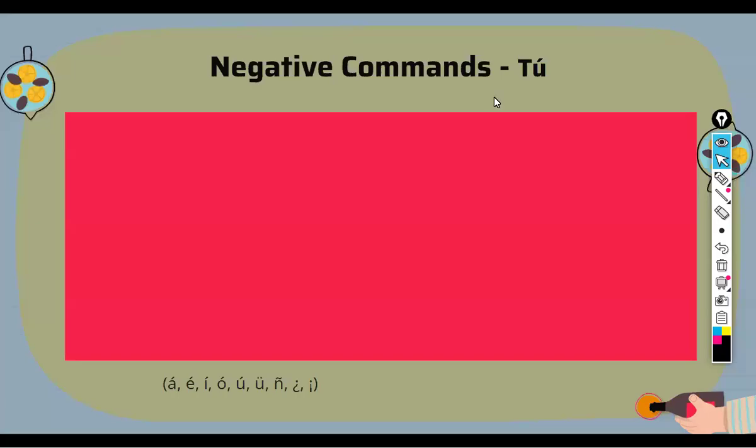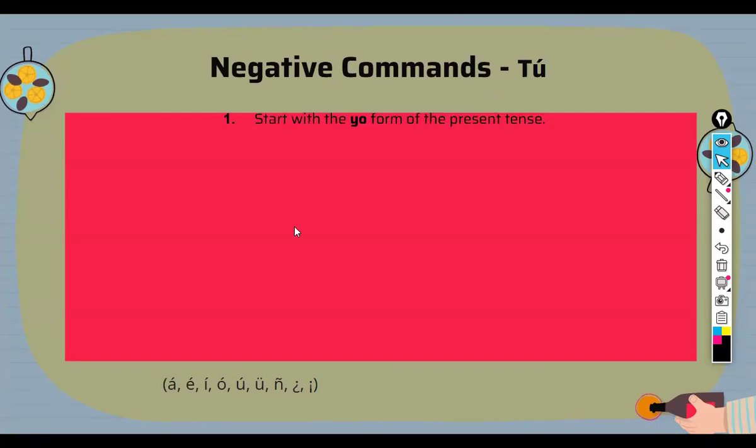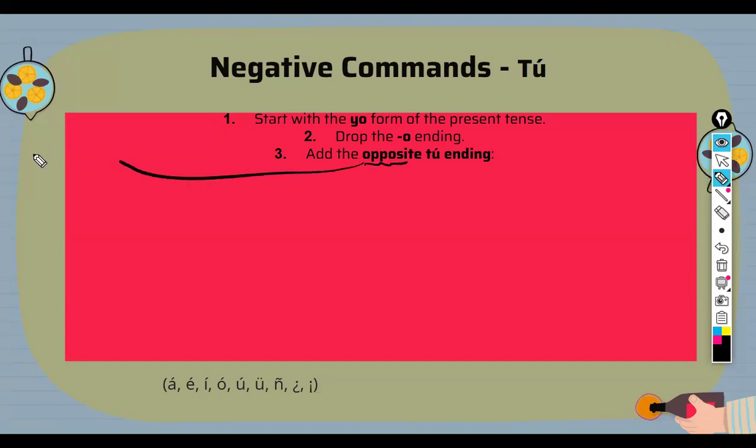Right, so far we spent most of our command time looking at positive tú commands, right? And I can't remember if last week we went through how to form the negative form of the tú command, did we? But here are the steps again. Start with the yo form of the present tense. The yo form of the present tense ends with O, so we start with that. We remove the O to get the stem, and we add the opposite endings. So for the AR verbs, that means we add the ER and IR endings, right?